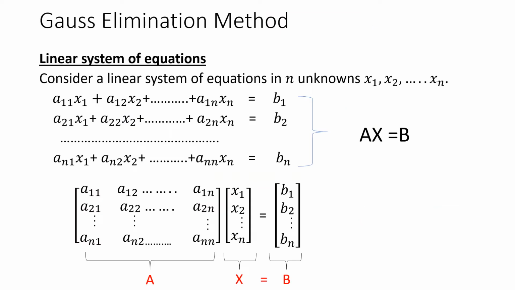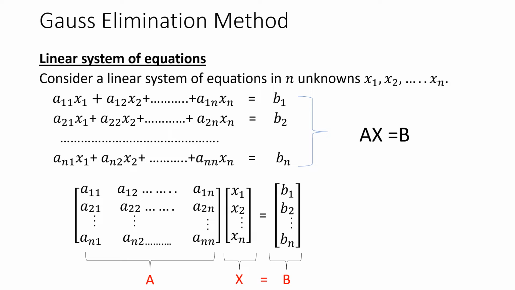In this section, we are dealing with only two topics, the Gauss elimination and Gauss-Seidel methods. First, let's discuss the Gauss elimination method. Before learning about it, let's see how we convert a system of equations to matrix form and find the rank. Now consider a linear system of equations in n unknowns, say x1, x2, etc., xn.